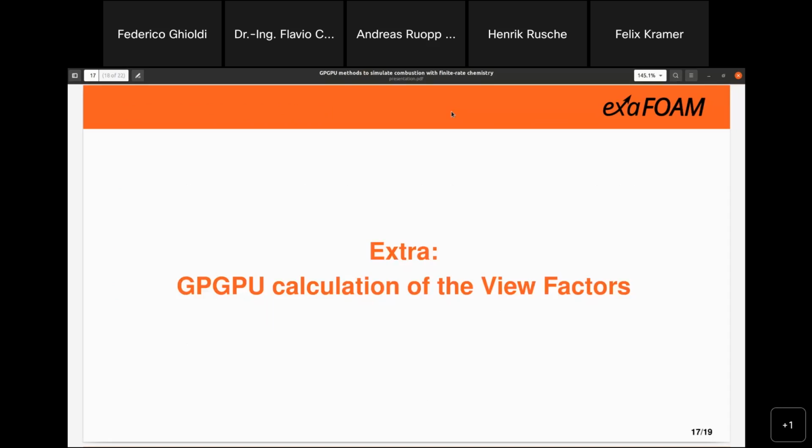So moving to the extra, still related to the presence of heat transfer inside of your domain. You can use the GPU also to accelerate, for example, the calculation of the view factors. This is much simpler than the calculations of the ODE equations, because the calculation of the view factors relies on a ray tracing operation, which is done prior.